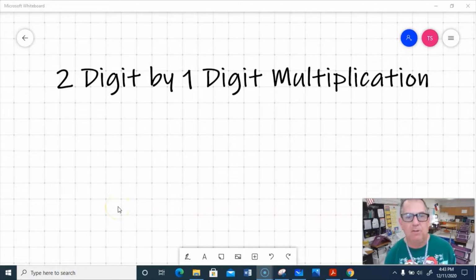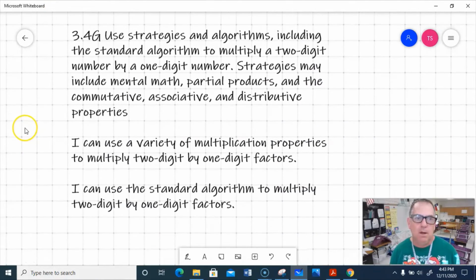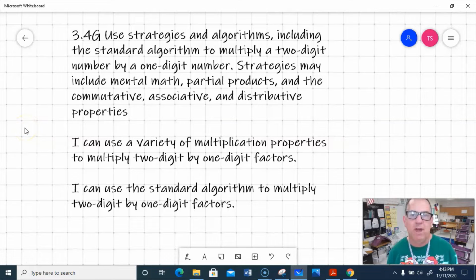We're going to be talking about 2-digit by 1-digit multiplication. Let's go ahead and look at our learning objective for the day. It is 3.4G, use strategies and algorithms, including the standard algorithm, to multiply a 2-digit number by a 1-digit number.